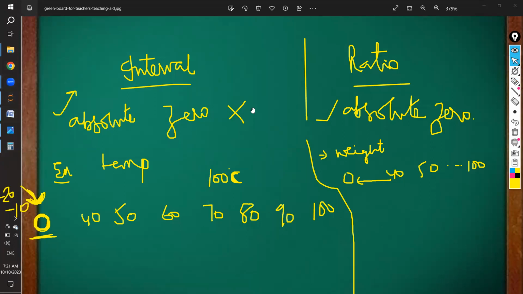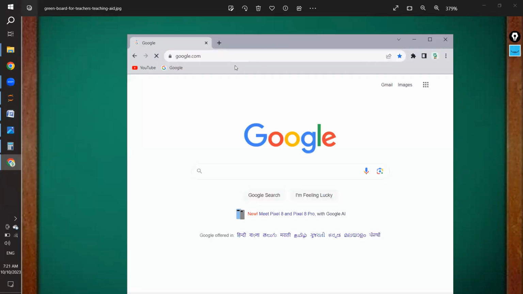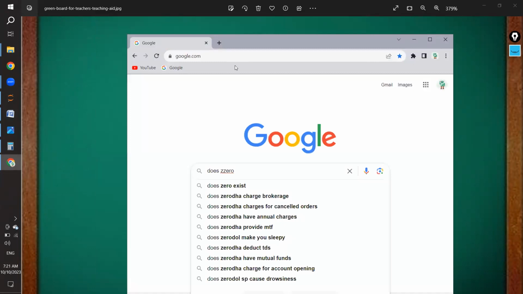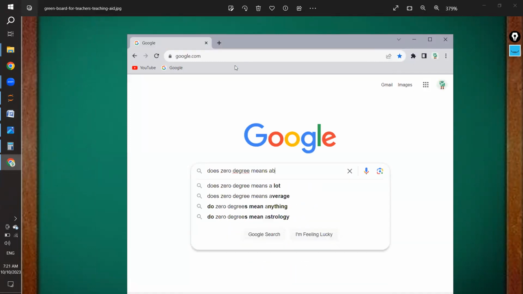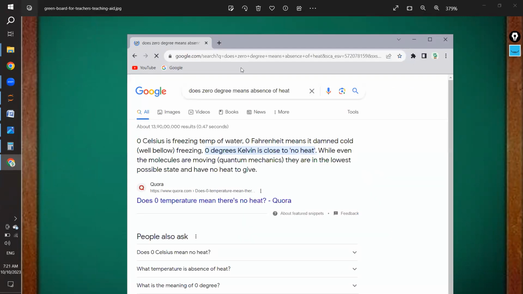Okay, if you guys are not getting it, let me Google it and show you, so that we'll have a better understanding. See, if I search does 0 degree mean absence of heat? If you see, 0 temperature, 0 is close to no heat. It's close to no heat, but you cannot definitely say it is completely no heat. It's just very close to no heat.